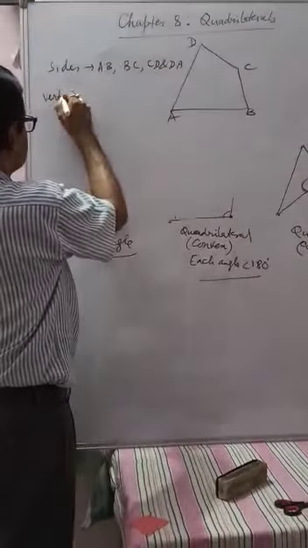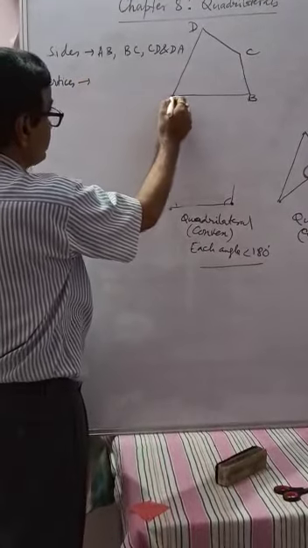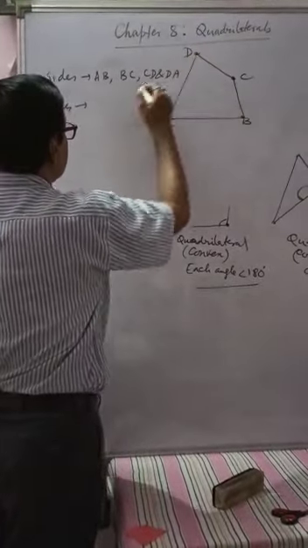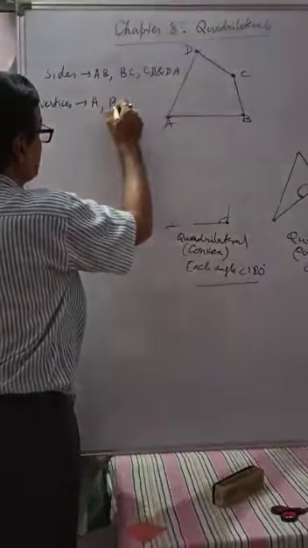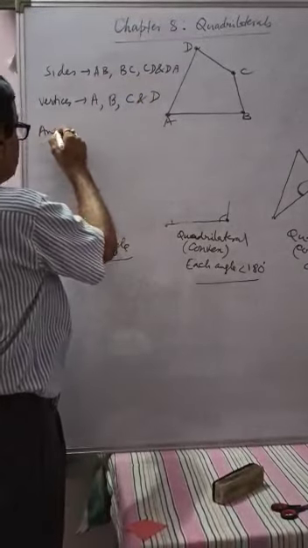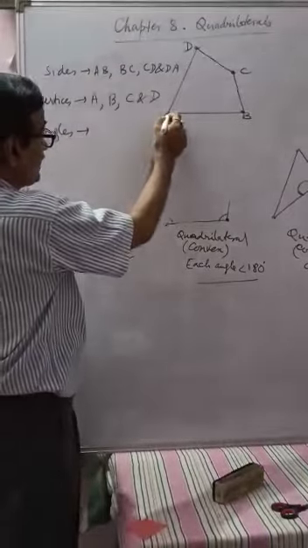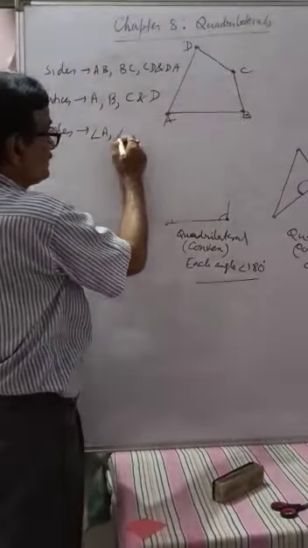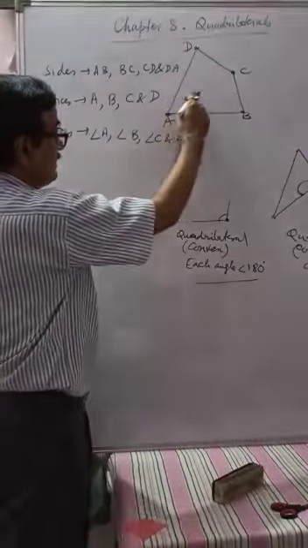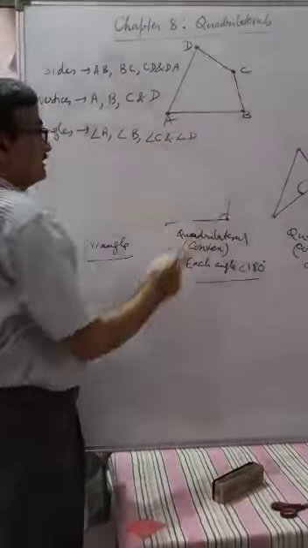Then vertices. What are the vertices? Vertex A, B, C and D. Now what are the angles? Here angles formed: angle A, angle B, angle C and angle D.